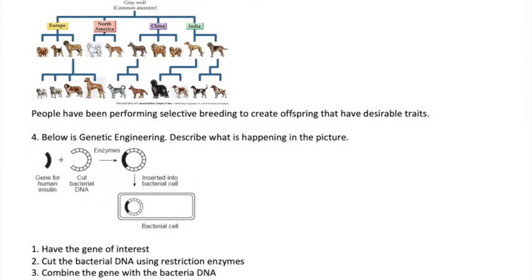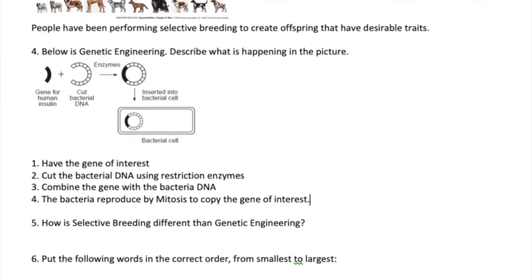In living environment, you don't need to know why. It glues together. It's not important. And then step 4 is the bacteria reproduce by what? Mitosis or meiosis. Mitosis to copy the gene of interest, which is insulin. Okay, those are the steps of genetic engineering.